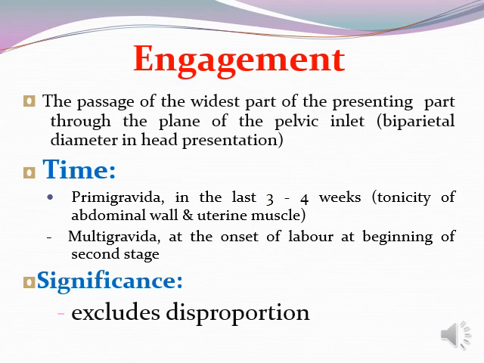Engagement means the passage of the widest part of the presenting part through the plane of the pelvic inlet, let's say the biparietal diameter in head presentation. What is the time of engagement? In a primigravida it is about 3 to 4 weeks before the onset of labor, let's say around 37 weeks, and in the multigravida it usually occurs at the onset of labor or the beginning of the second stage. What is the significance? If engagement occurs, this excludes disproportion.